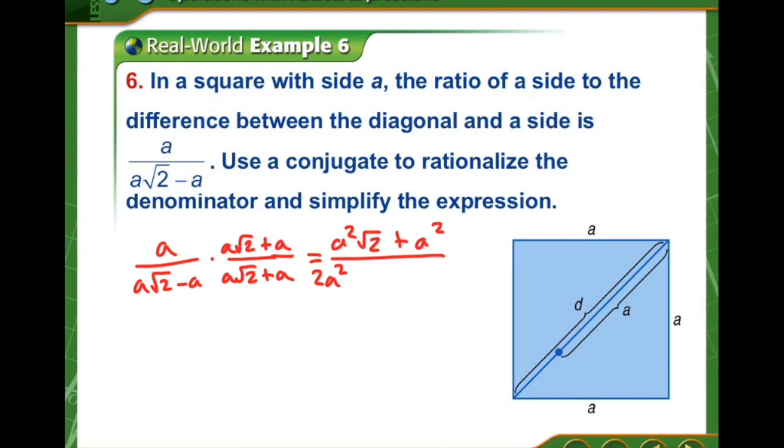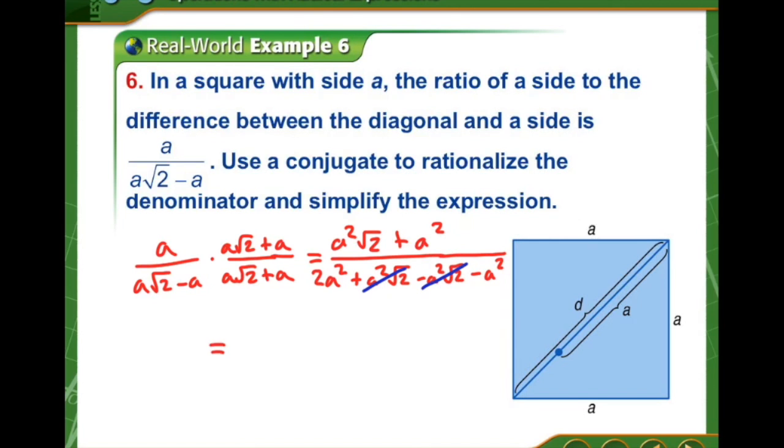And then we have an a square root 2 times a, so that is a squared square root 2. Now we have a negative a times a square root 2, so that's a negative a squared square root 2. And then we have negative a times a gets us a negative a squared. So now the middle two are opposites of each other, so they cancel, which means we don't have any radicals, which is why we multiply by the conjugate.